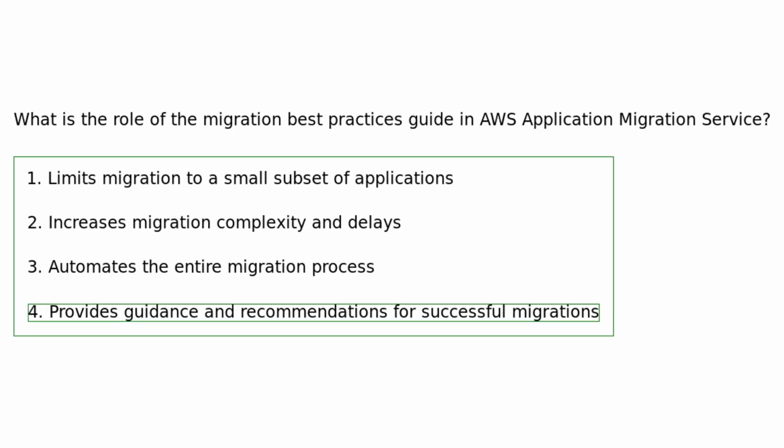The role of the Migration Best Practices Guide in AWS Application Migration Service is to provide guidance and recommendations for successful migrations, helping users follow best practices and achieve optimal results during the migration process.